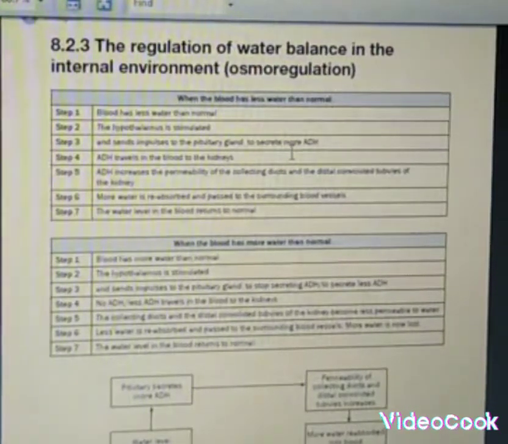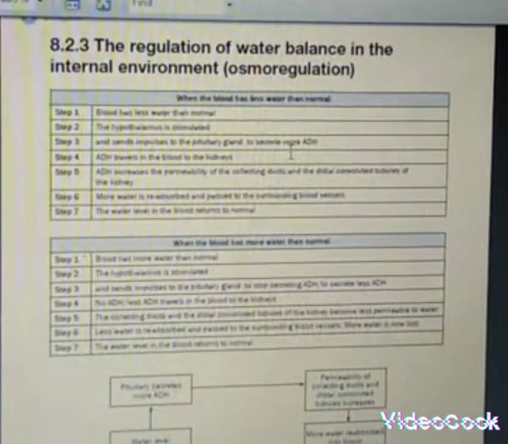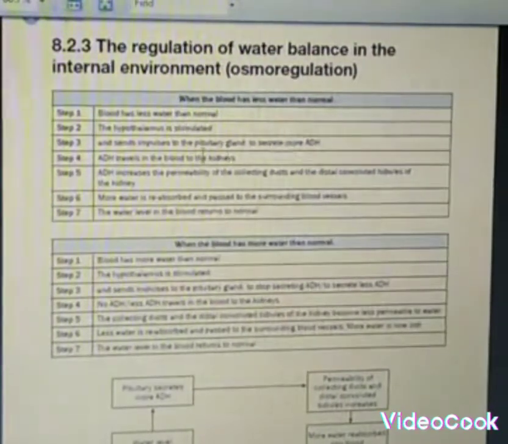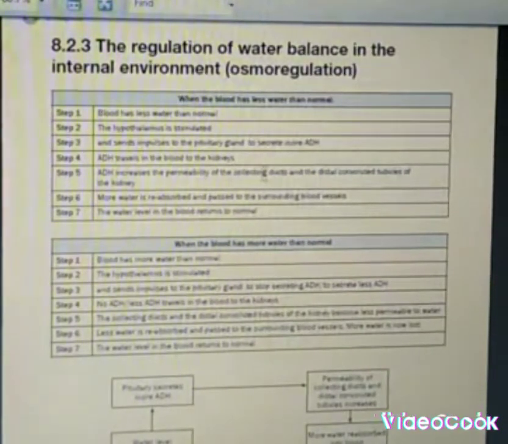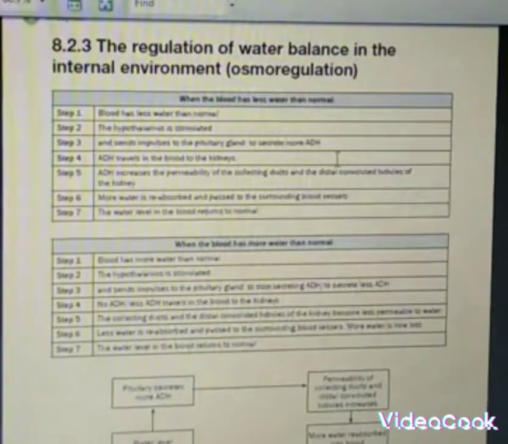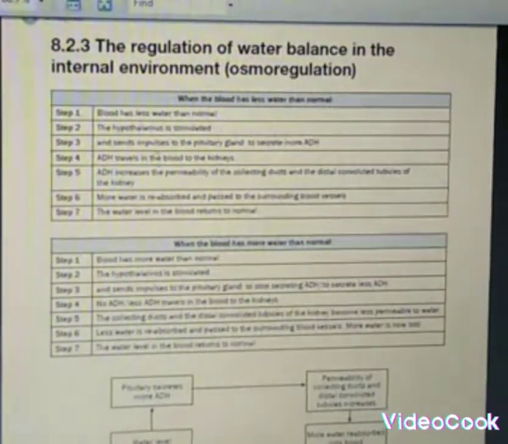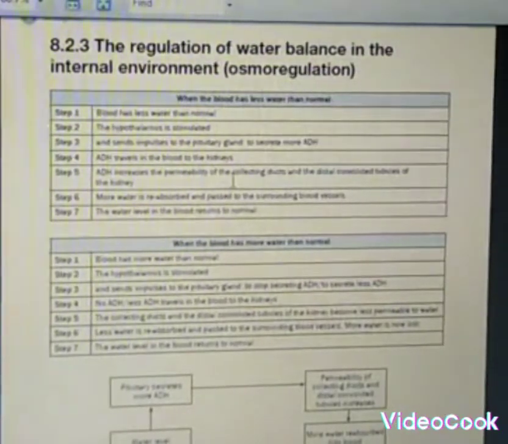The hypothalamus, I hope you still remember, is the one that has got the ADH hormone. The hypothalamus is the one that controls the amount of water in our bodies, right? So once the hypothalamus is stimulated, it sends impulses to the pituitary gland to secrete more ADH, antidiuretic hormone, right? So what is this ADH going to do? It's going to travel in the blood to the target organs, which are the kidneys.